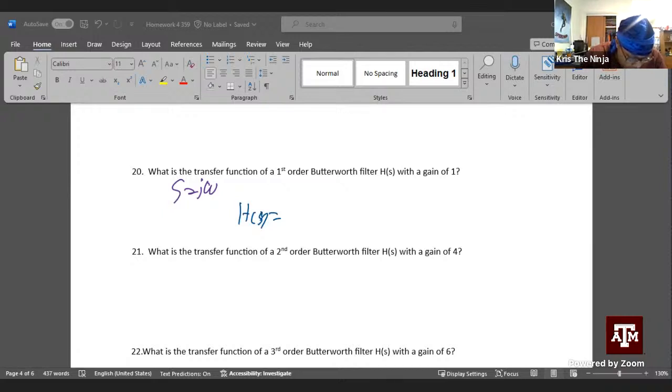So the stage gain is 1, so we have 1 times omega c over s plus omega c. That's it right there. That's the thing right there. So we want a second order filter with a gain of 4. So second order, we would want 4 times 1, because let me look up the Butterworth filter chart.